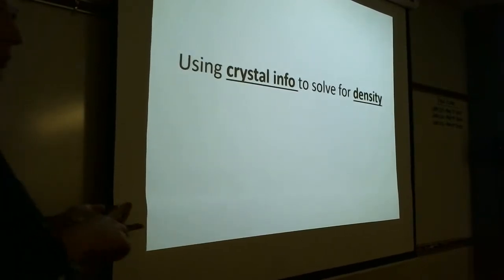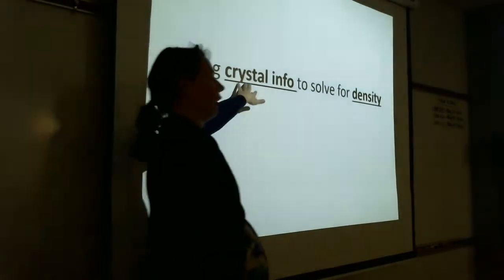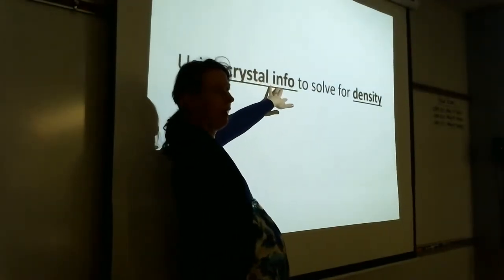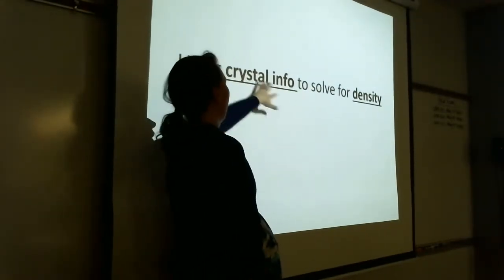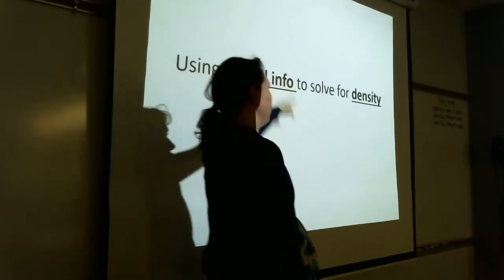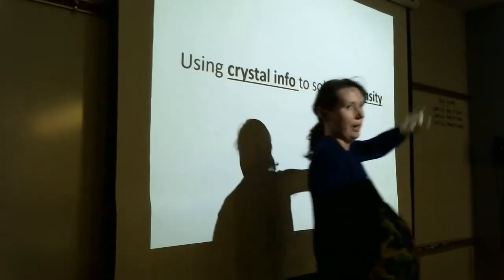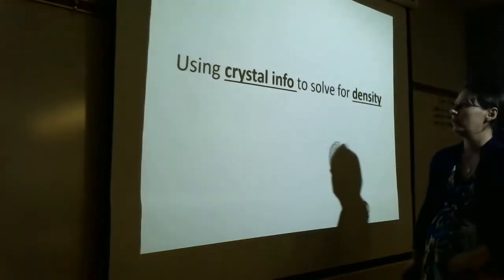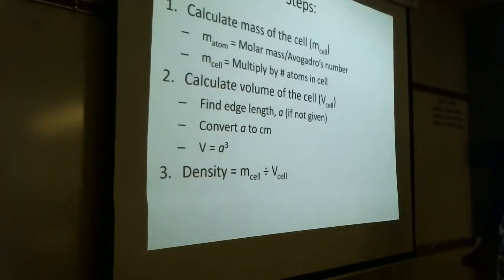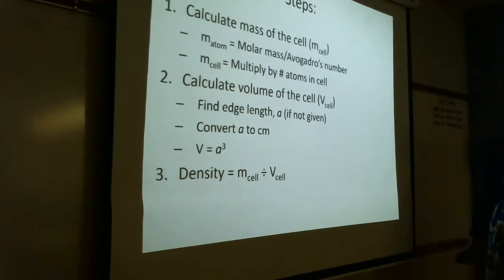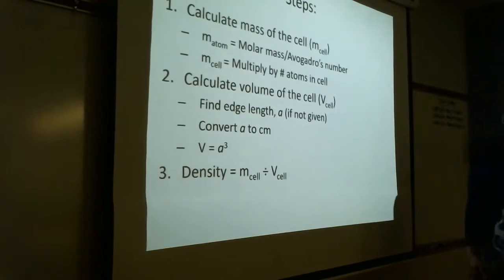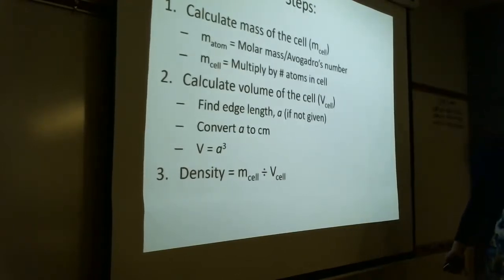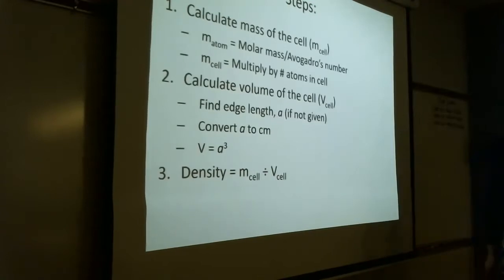Okay, now let's go the other direction. The first kind of problem we did, we used density to solve for crystal type. Now we're going the other way. I'm going to give you crystal type, and you're going to figure out density. So now we're going to flip-flop it. Here are the steps. I think this one is a lot less involved, a lot less work.